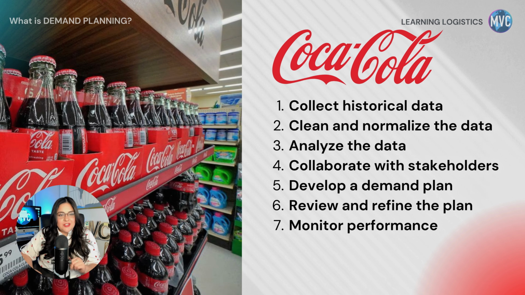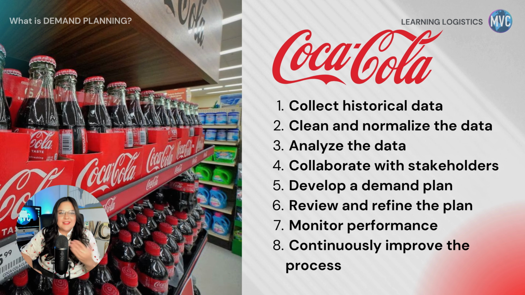Step number 7 is to monitor performance. Once the demand plan has been finalized, Coca-Cola's demand planning team closely monitors performance to ensure that the actual sales and production volumes align with the projected plan. Any variances are then analyzed, and the demand plan may be adjusted as needed to ensure that it remains aligned with the actual demand.